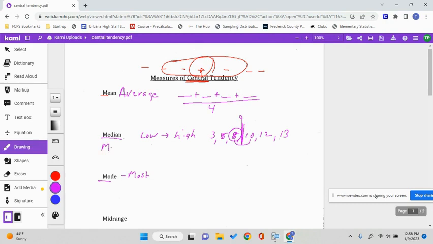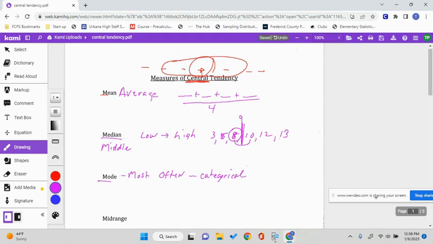The mode is the one that occurs most often. So remember, your median is your middle, but make sure that you have it ordered from least to greatest or greatest to least. Your mode is the one that occurs most often. This is the one that we use when we're talking about categories or categorical data. You can have more than one mode.